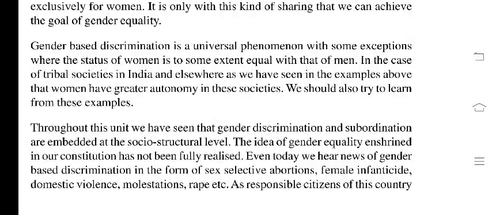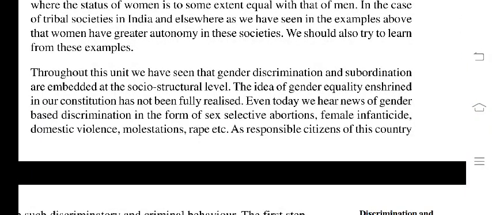Gender-based discrimination is a universal phenomenon with some exceptions where the status of women is to some extent equal with that of men. In the case of tribal societies in India and elsewhere, as we have seen in the examples above, the women have greater autonomy. We should also try to learn from these examples. Throughout this unit, we have seen that gender discrimination and subordination are embedded at the socio-structural level. The idea of gender equality enshrined in our constitution has not been fully realized.